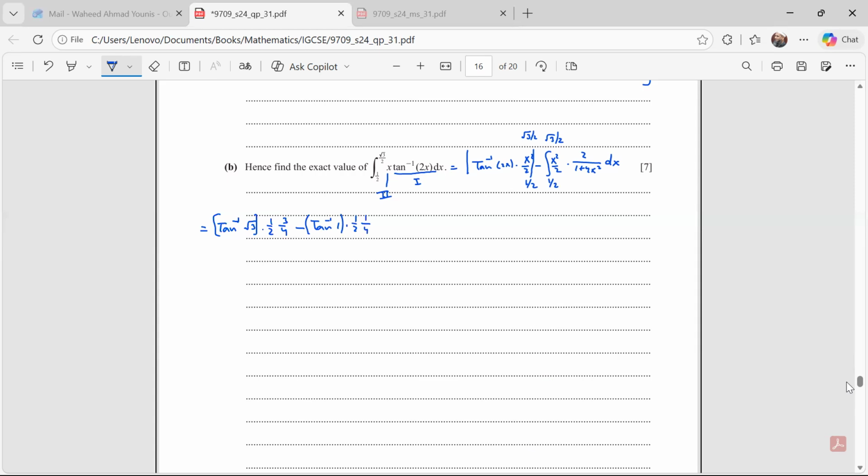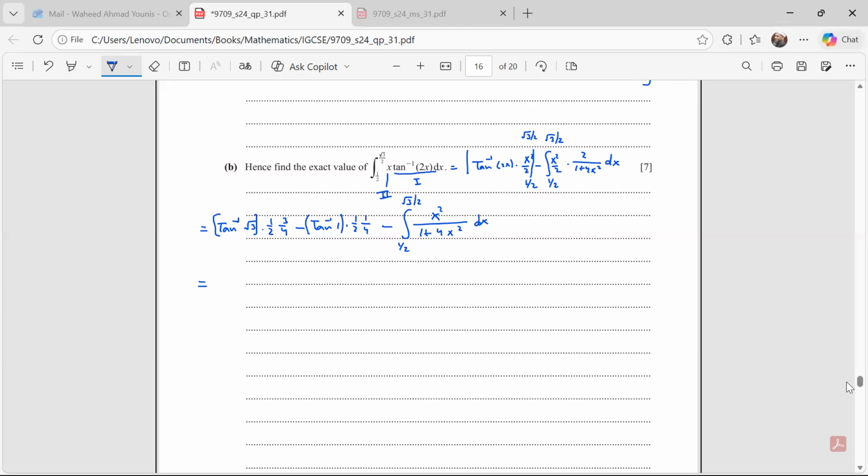Okay, minus, here 2 cancels with 2, and I have x squared over 1 plus 4x squared dx, and limit 1 by 2 to under root 3 by 2 here. You see here what I need to do, I will use long division and try to simplify this thing, but let me do it in the next step.